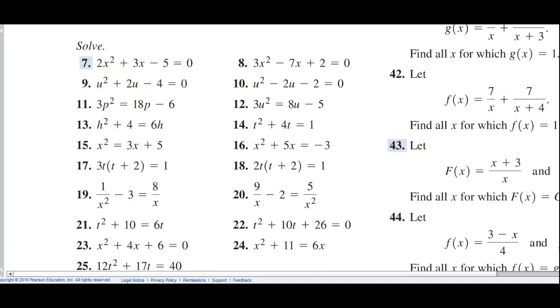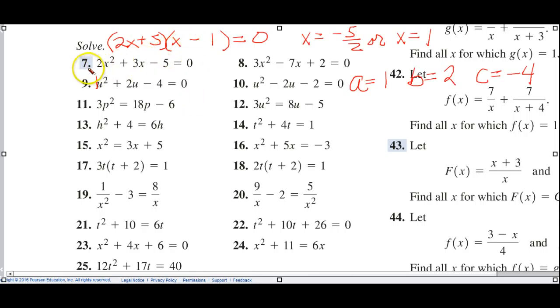And I'll pause. Now, 7 could actually be factored, and there's the factorization, and these are your answers. Now, if you use the quadratic formula, you would have gotten the same answers. But for number 9, that is not factorable. So we need to identify our A term, our B term, and our C term. And now we'll put it into the quadratic formula.